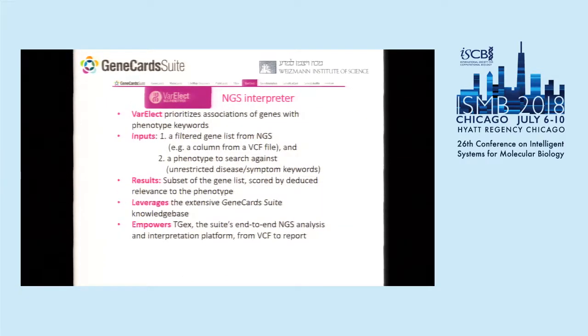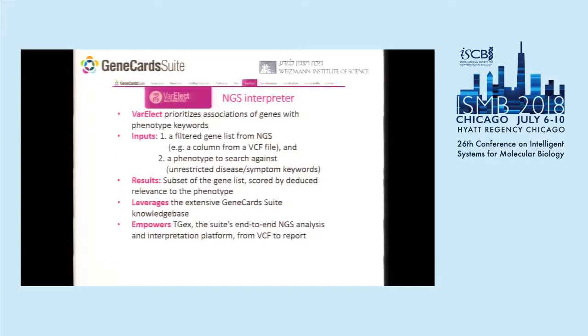Okay, so I keep talking about deciphering genetic diseases, solving clinical cases. How do we do that? The name of our tool is VarElect, for variant elect. The interesting thing is that the input to VarElect is actually a set of genes. The assumption is that the variants have been mapped to genes. The TGEX system, that I'm not going to talk about, actually takes care of that part of the job.